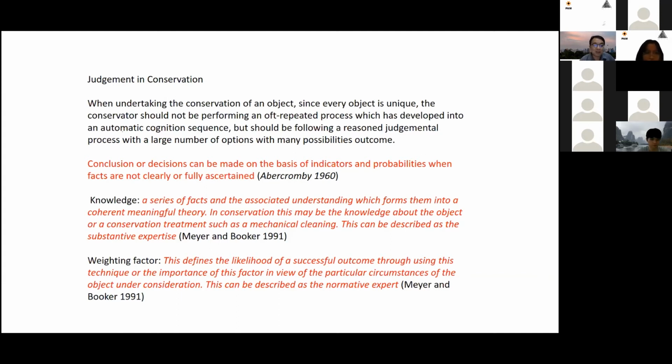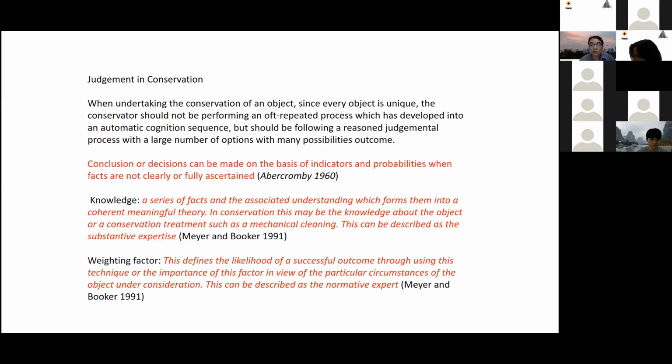No, it's not. Conclusions or decisions can be made on the basis of indicators and probabilities when facts are not clearly or fully ascertained. So you just have to be careful when you make assumptions. You must be intelligent enough.